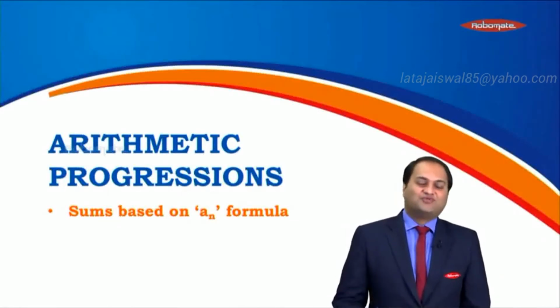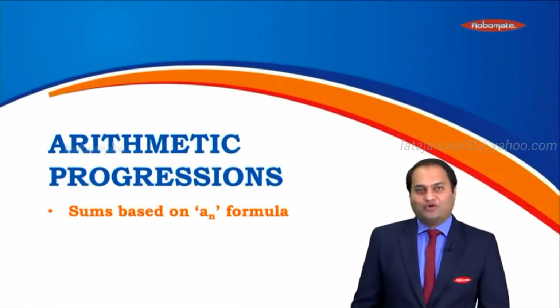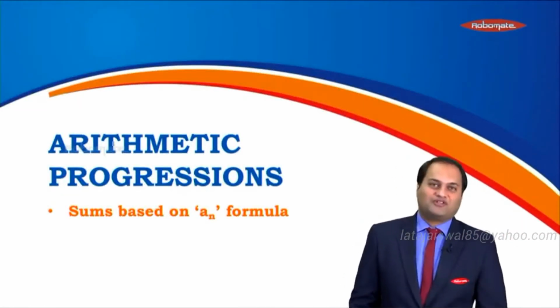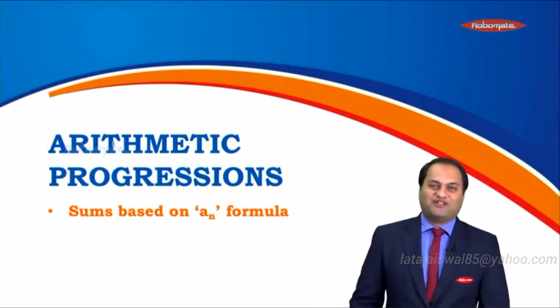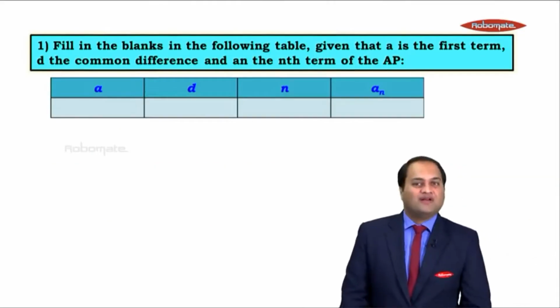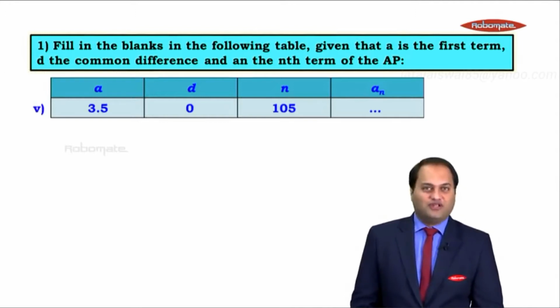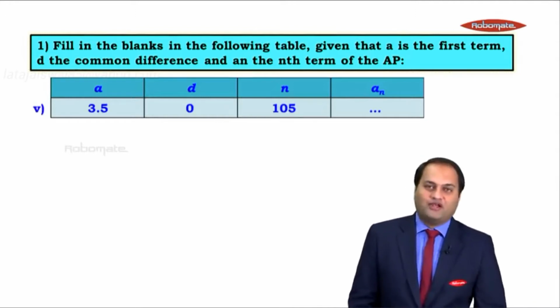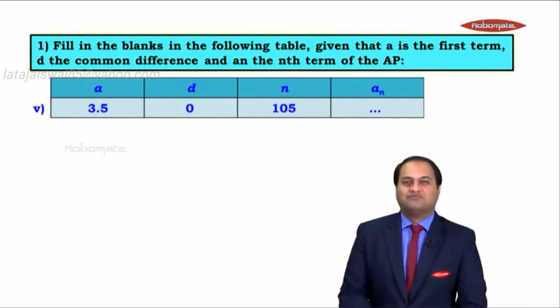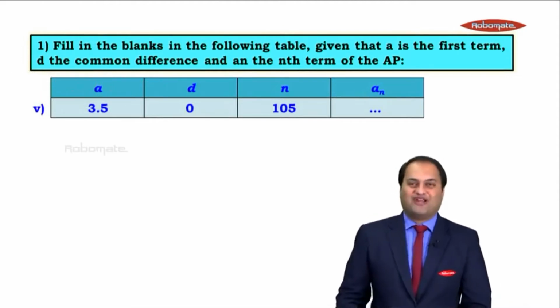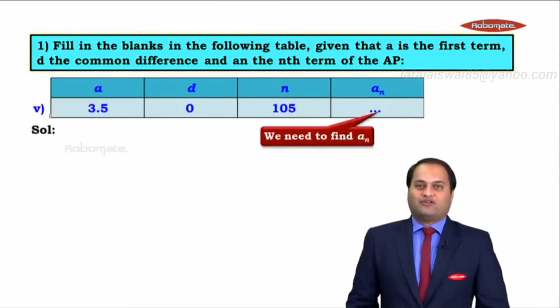Students, let's move on to the next module, which is absolutely similar to the previous modules, just a continuation of that. So let's do it. The same sum, the table is given, 4 quantities out of which 3 are given to us. We need to find the fourth, that is AN. Just a revision of the previous modules, right? We are supposed to find AN.